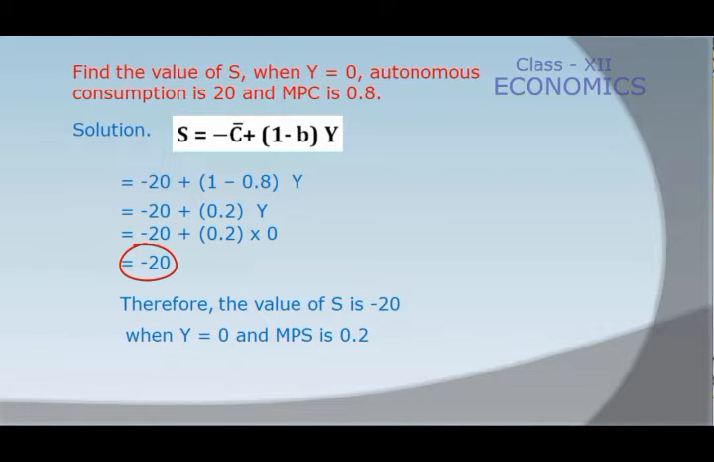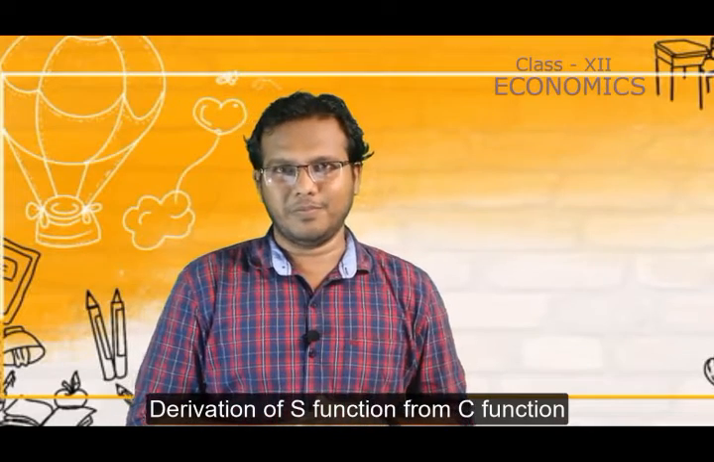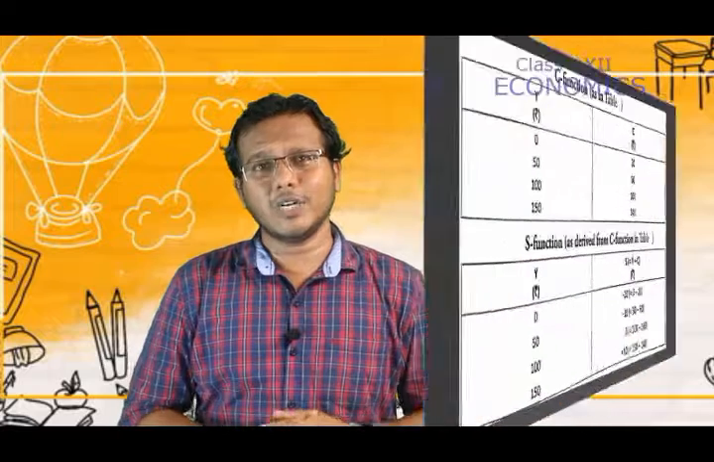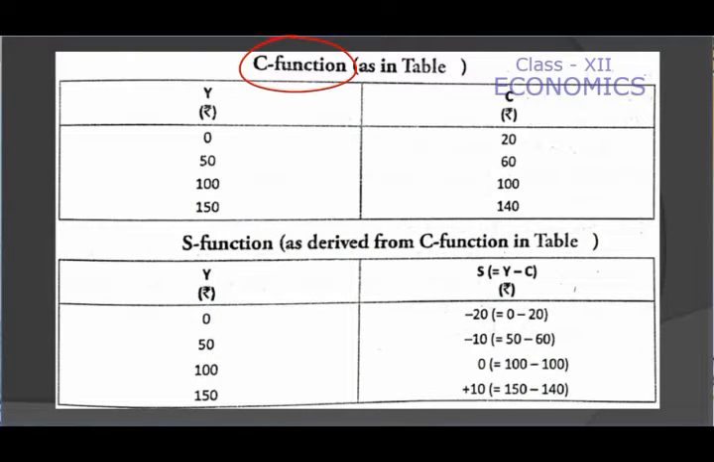Okay students, after looking at the schedule and the curve of the C function and the S function, one more important thing which we need to learn is the derivation of the S function from the C function. That means how the S function can be derived from the C function value. As previously I have shown the schedule of the C function and S function, with the help of both schedules we can derive the S function. Look at the diagram. With its help, we can very easily understand how the S function is derived from the C function.